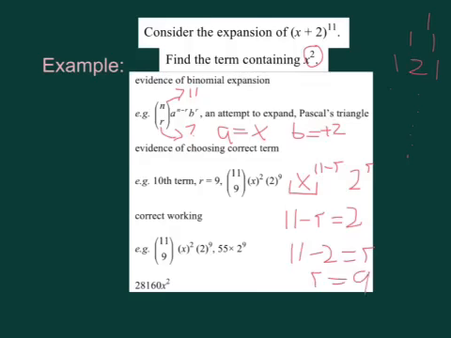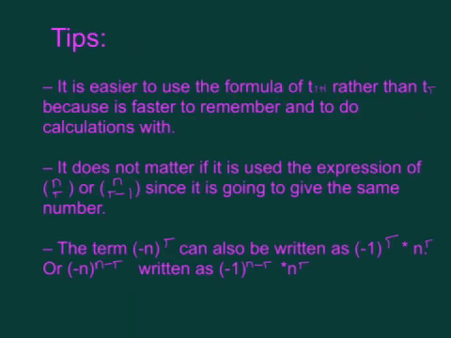And if you look at the example, we have here that r equals 9, 11 over 9, x to the power of 2, because we already did that, 11 minus r is 2, and 2 to the power of 9. If you do this in the calculator, 11 choose 9, this will give us 55. Then you multiply it by 2 to the power of 9, and it will give us the answer. And here, it's giving us the term containing x to the power of 2.